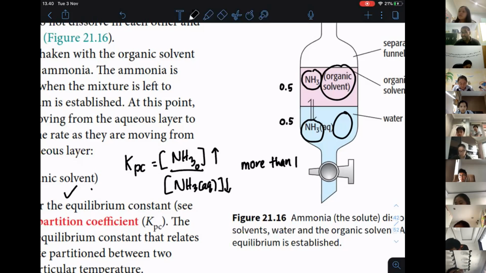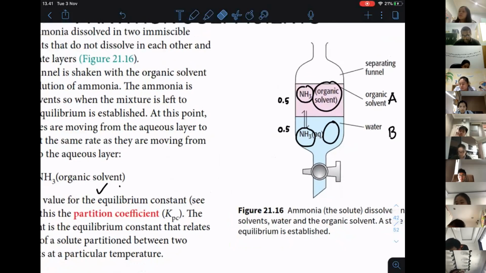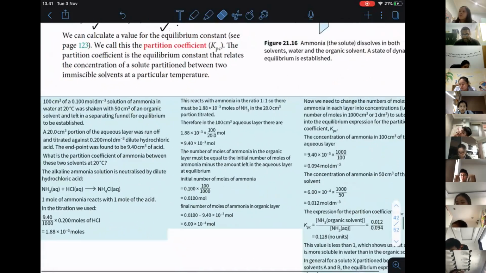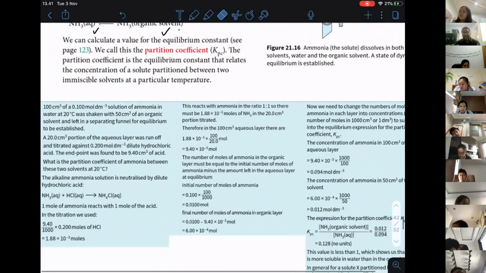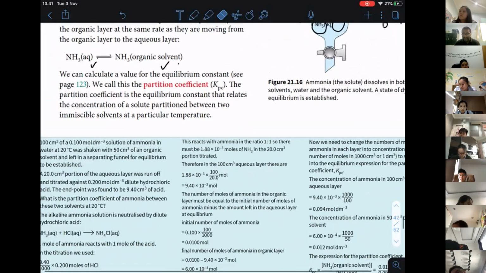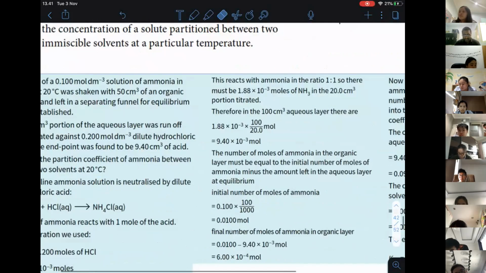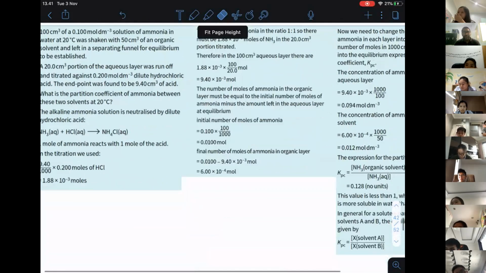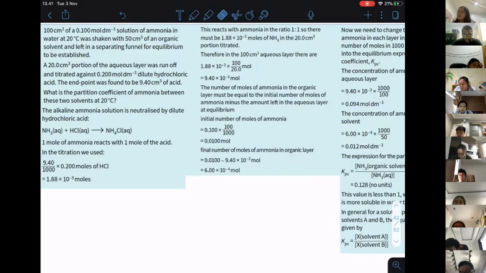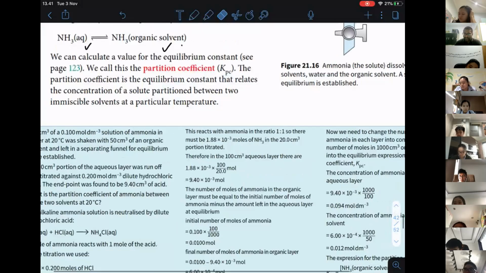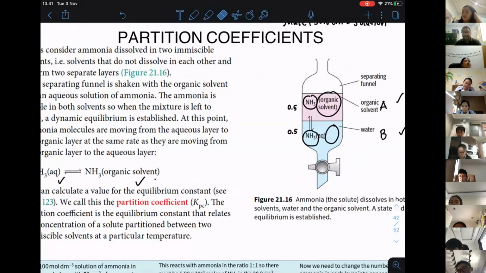I think this is something we need to take note of, because they have referred to this example to come to that conclusion. I told you that Kpc depends on the ratio you are defining it with. So let's discuss this question. They say you have a solution of ammonia at 20 degrees Celsius shaken with organic solvent. Let's try to replicate this diagram, maybe using the exact same diagram.